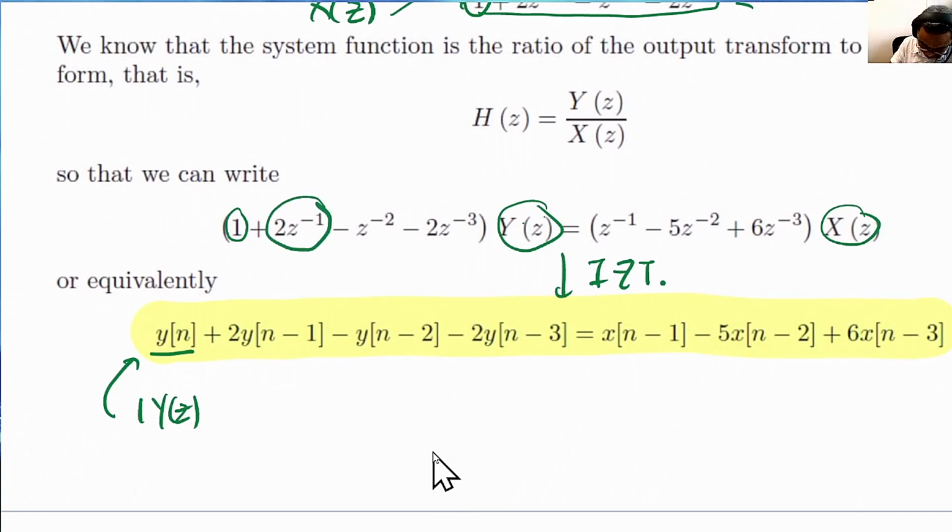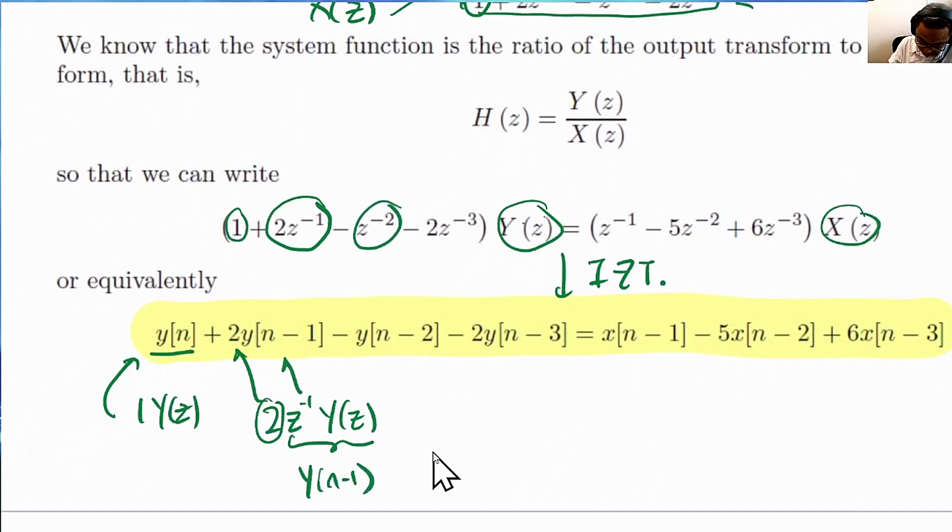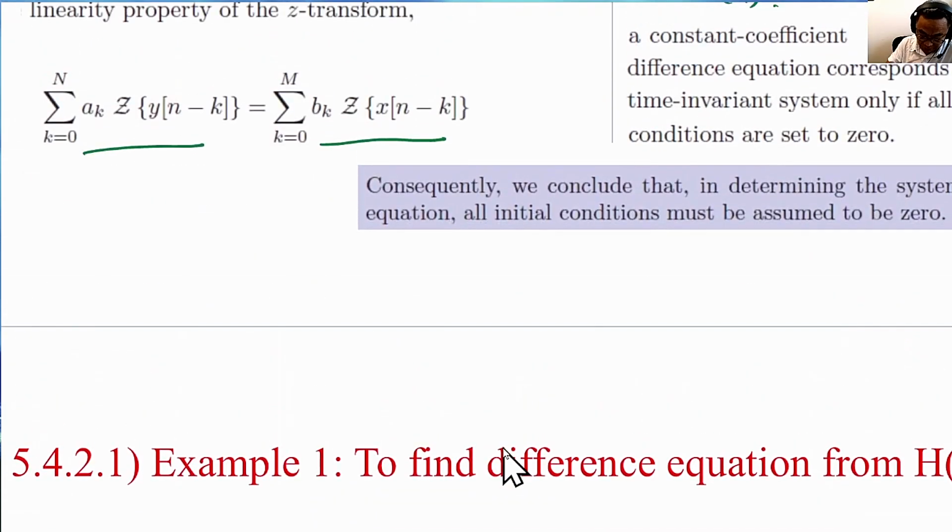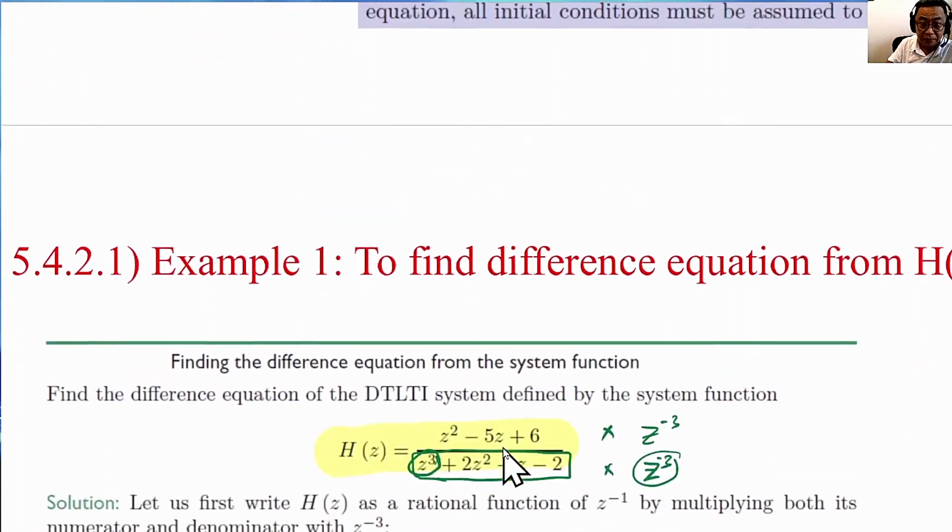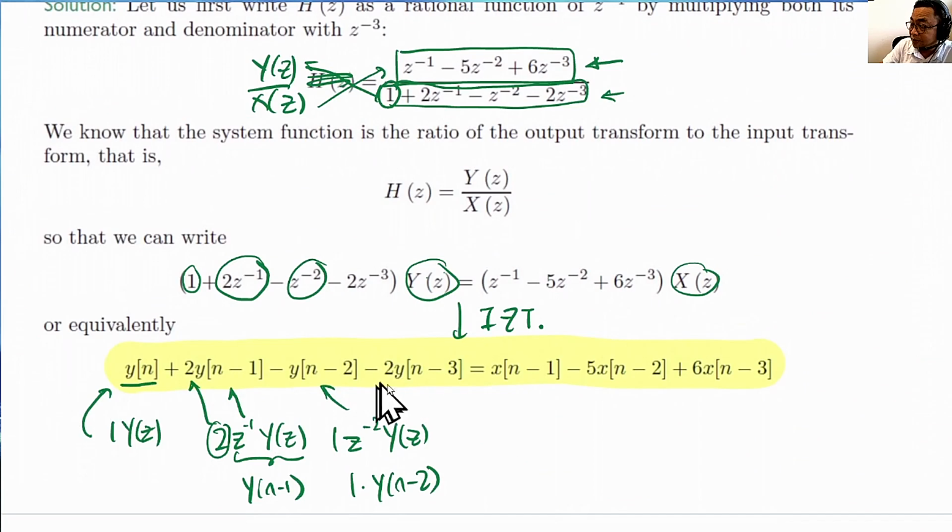2z^-1 times Y(z): the 2 stays, and z^-1 times Y(z) under the inverse z transform is simply y[n-1]. The second one is z^-2, so this is z^-2 Y(z), which is of course 1 times y[n-2]. So term by term, we just use the same property as we did in the last slide. And we are done with the y's.